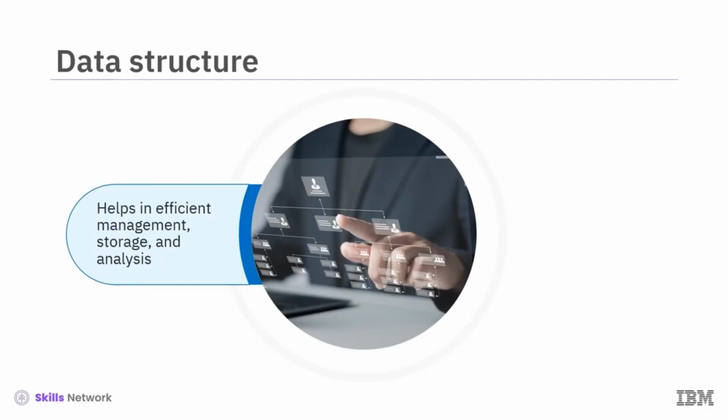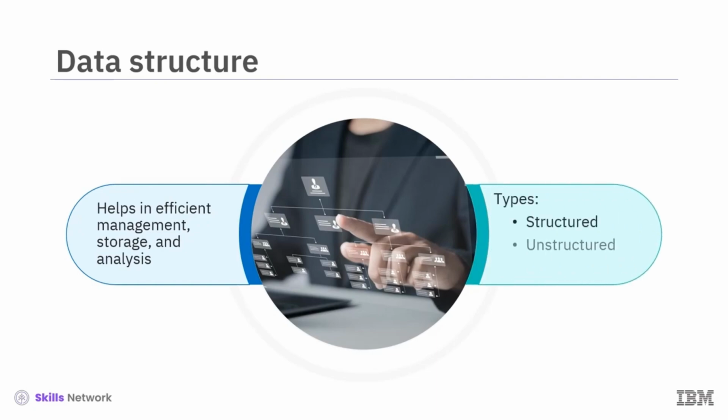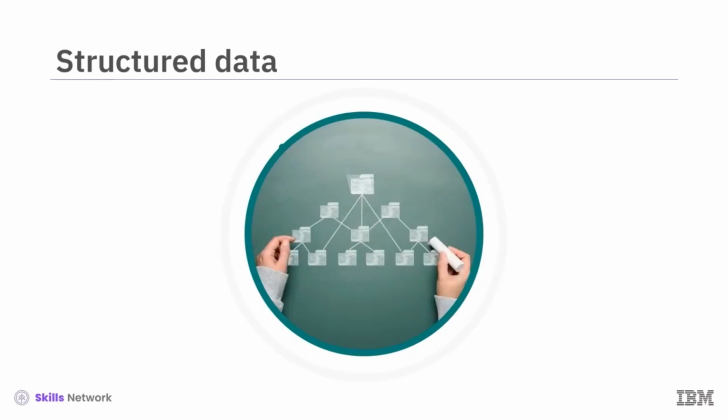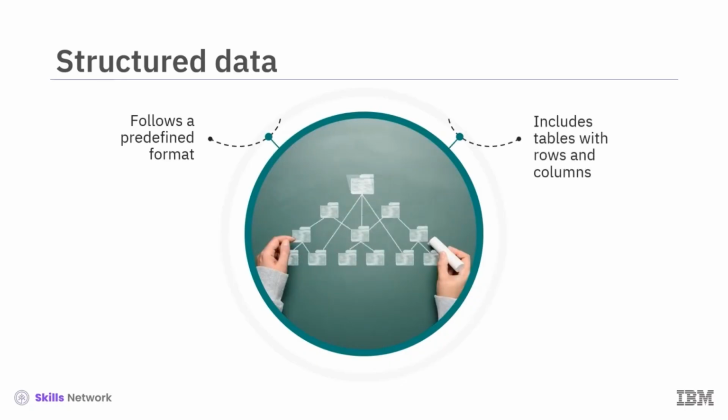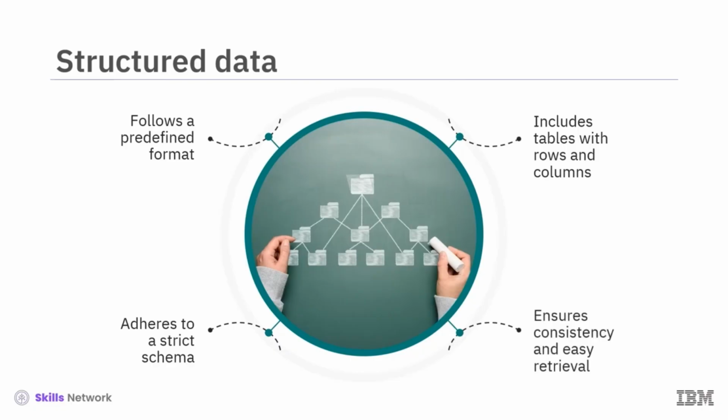Broadly, we can categorize data into three main types: structured, unstructured, and semi-structured. Let us learn about each of these data structures. Structured data is highly organized and follows a predefined format, typically arranged in tables with rows and columns. It adheres to a strict schema and a rigid structure, ensuring consistency and easy retrieval.